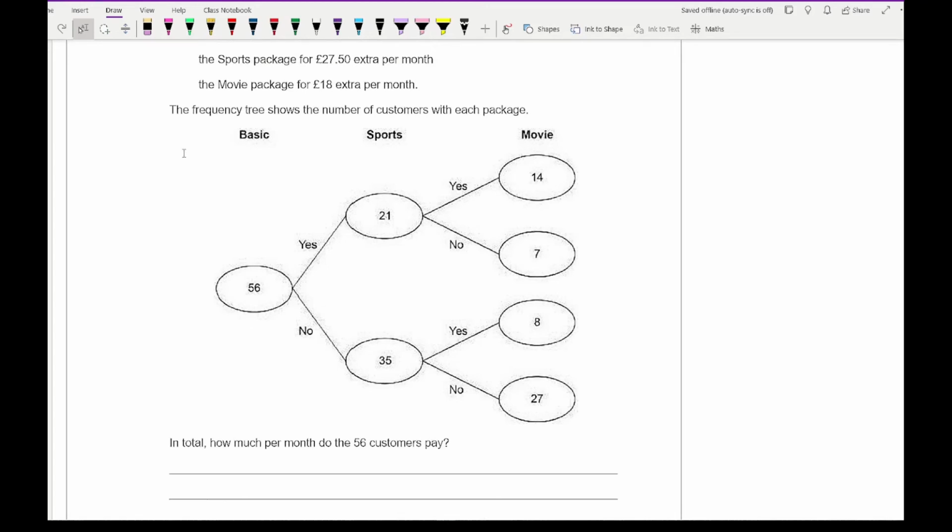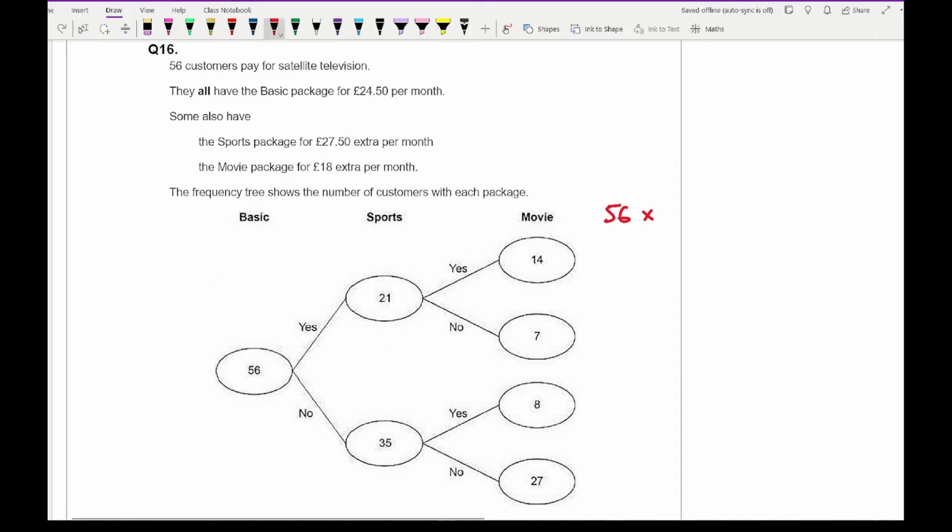So for this, let's have a look at the costing. What you need to do is see how many people are paying extra for what. So we've got 56 people that pay the basic package, which is £24.50. So they all pay that. So 56 times £24.50. Now, we then have 21 people who have the sports package. So that's going to be 21 times £27.50.